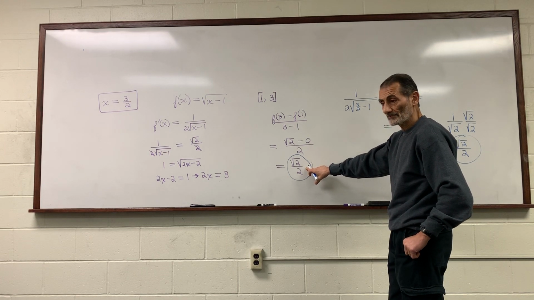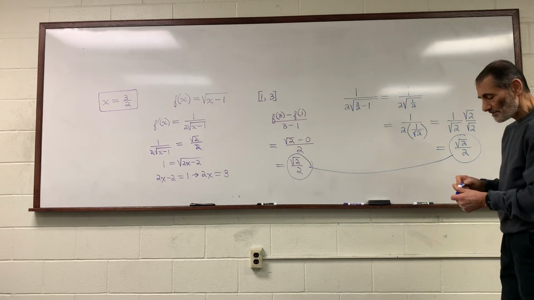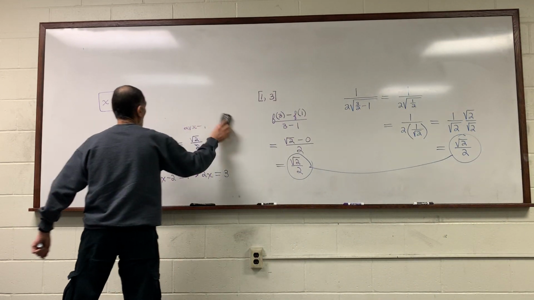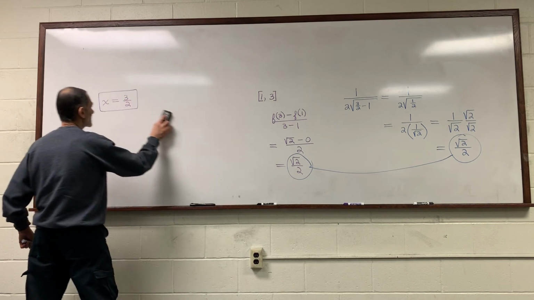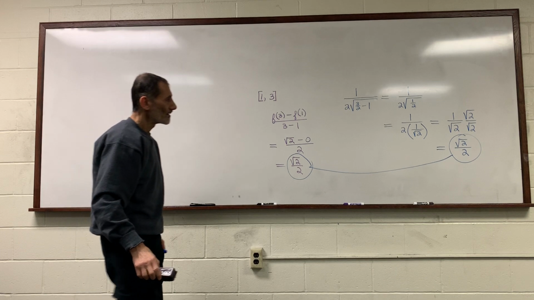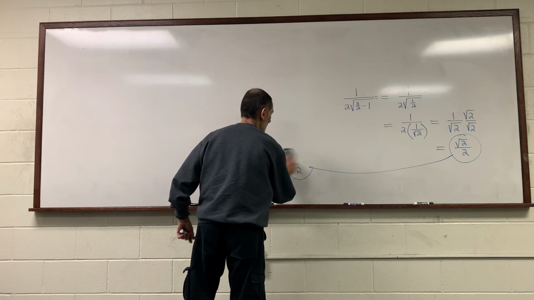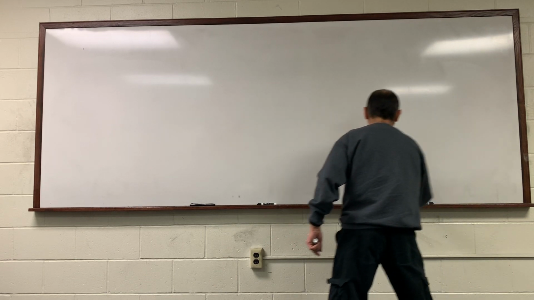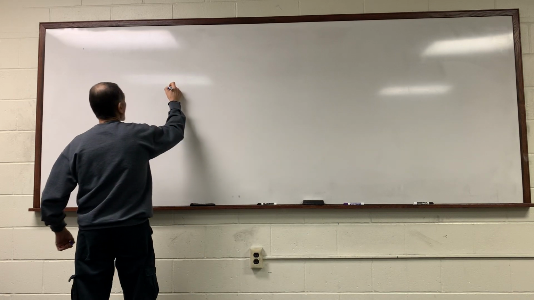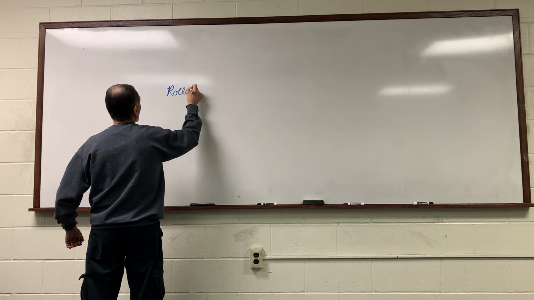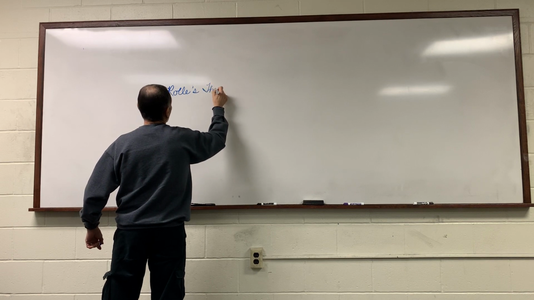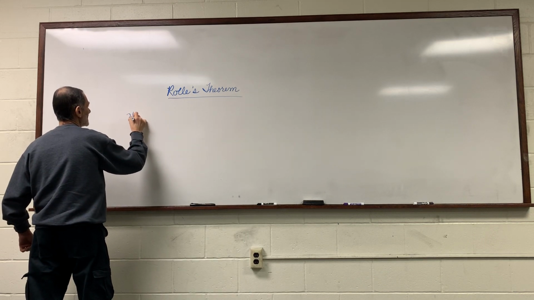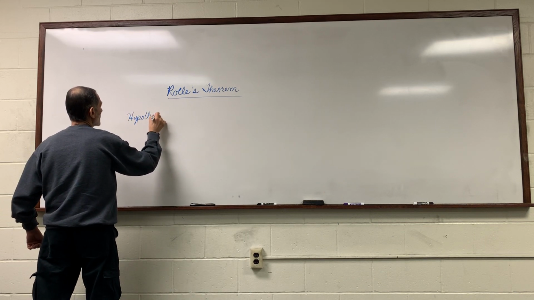So yes, when x equals 3/2, the value of the derivative is the same as the slope of the secant line connecting the endpoints. All right, now there is one special case of the mean value theorem that gets its own name for some inexplicable reason. That special case is Rolle's theorem. And Rolle's theorem starts with the same hypotheses as the mean value theorem.